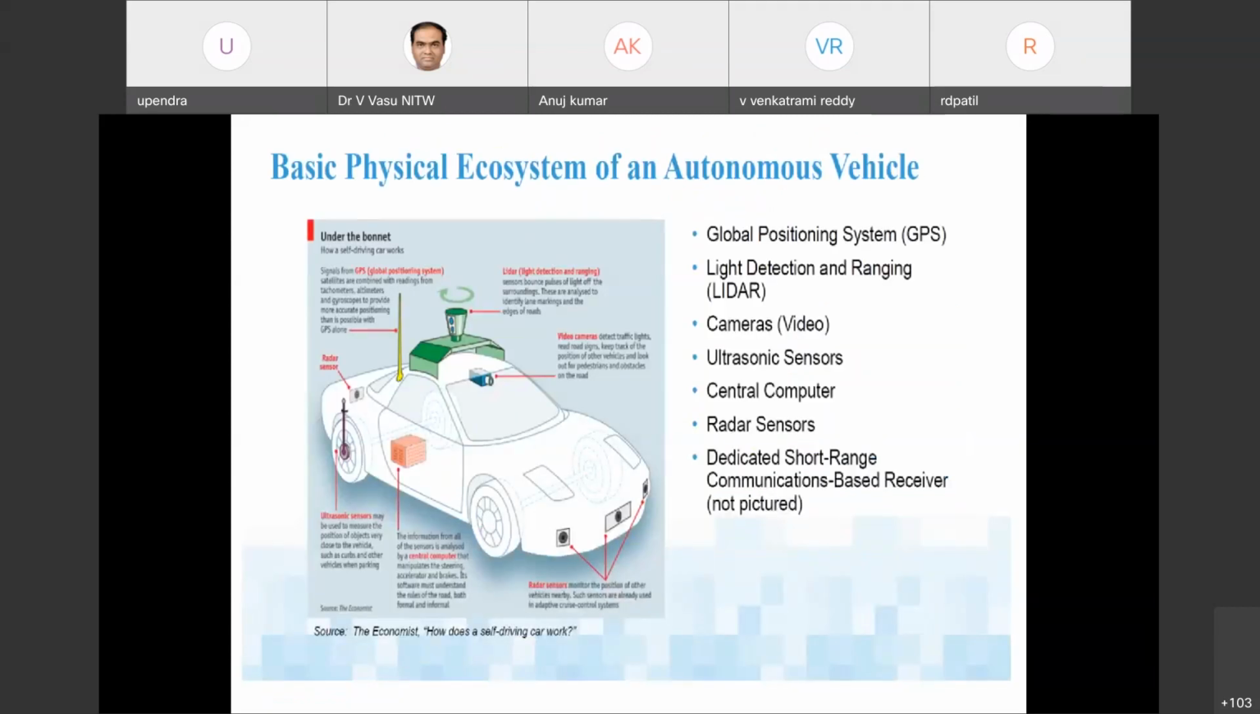That is going to be called sensor fusion. Okay, so sensor fusion is mainly used in the autonomous vehicle systems that we have. Basically, this autonomous vehicle system contains different types of sensors. What we're going to have is a global position sensor, LIDAR, the laser detection ranging sensor, cameras, ultrasonics, and central processing and radar sensors.